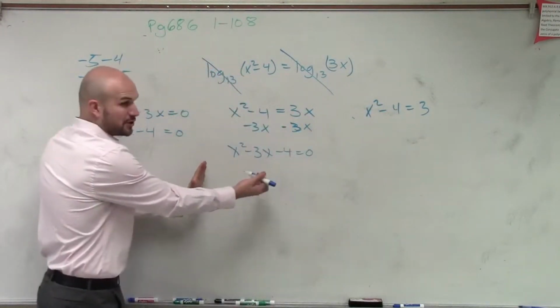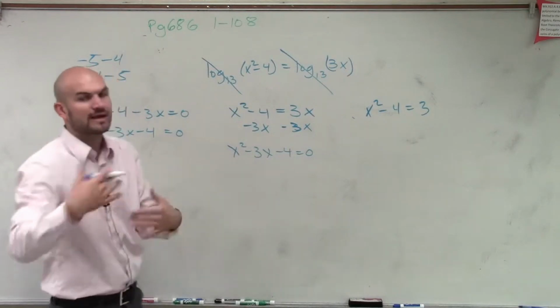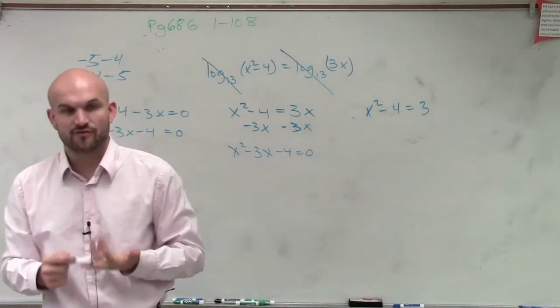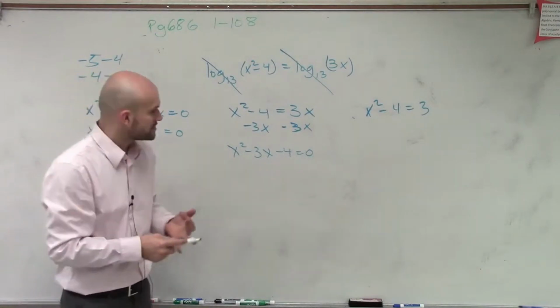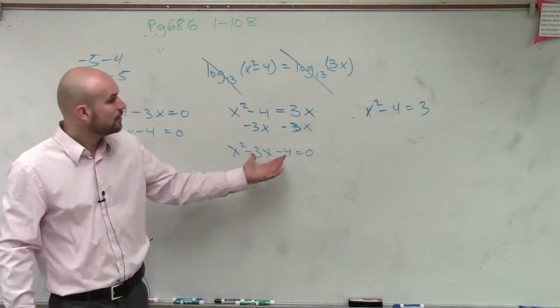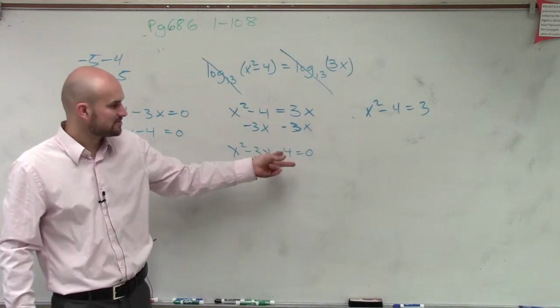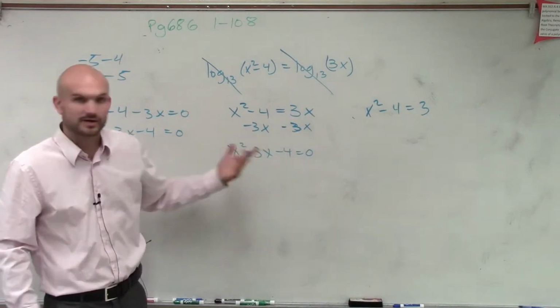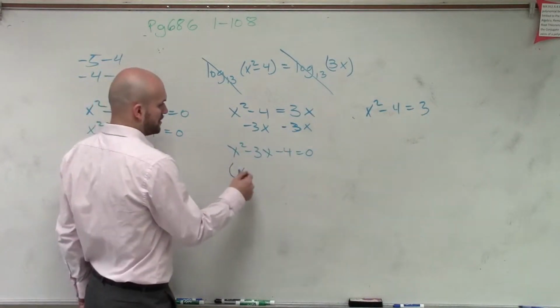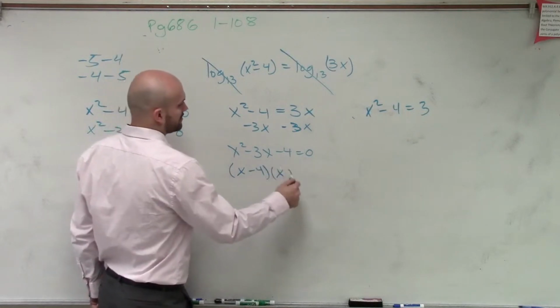Now that we have two, a squared term and a linear term, we have to either complete the square, factor, or use the quadratic formula. So let's start off by factoring. What two numbers multiply to give you negative 4 and add to give you negative 3? We can factor this to x minus 4 times x plus 1 equals 0.